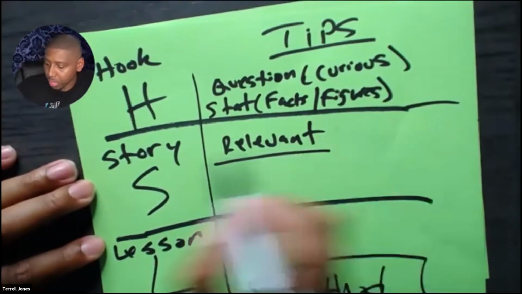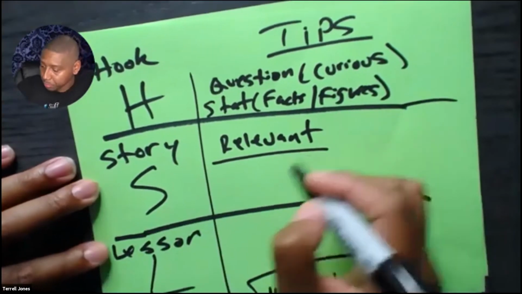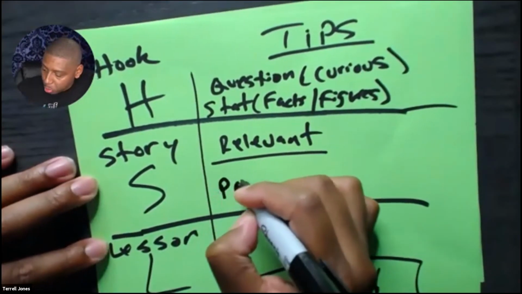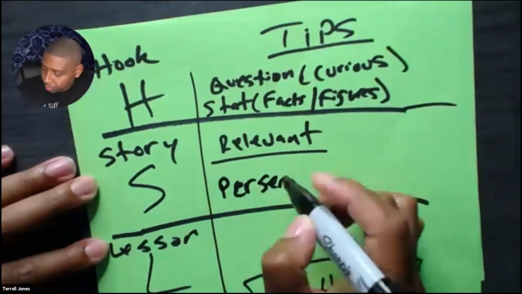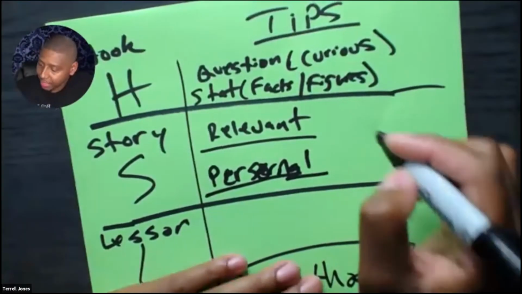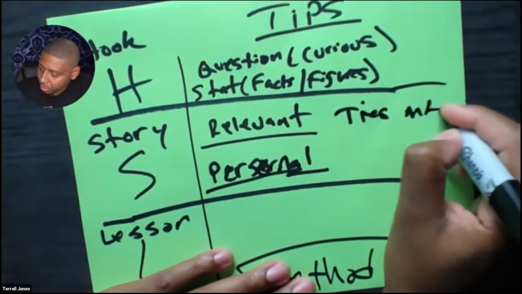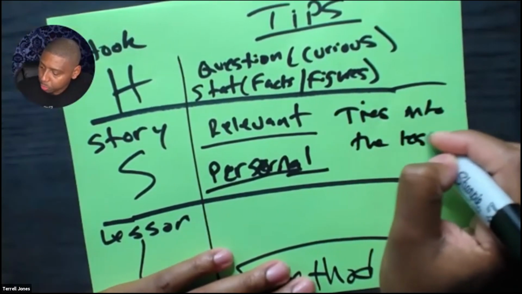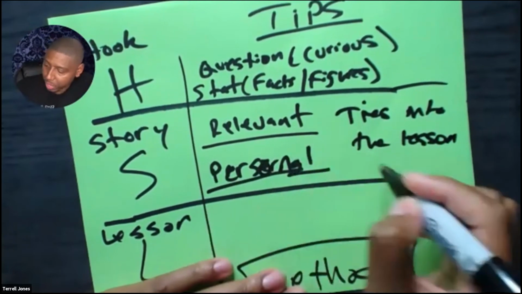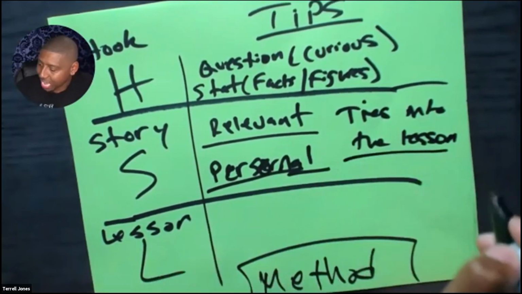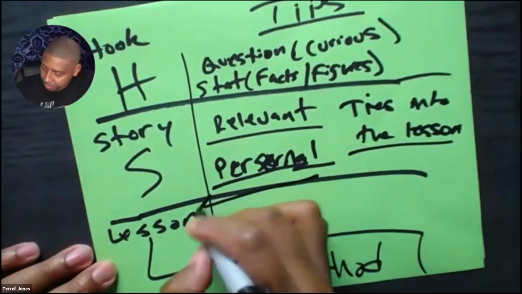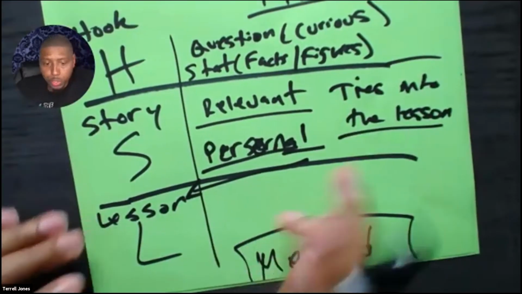But I want you to tell relevant stories. So anytime you tell a story, make sure that it's relevant. You get extra bonus points if it's personal. And then make sure that it ties into the lesson, which is probably another way to say that it's relevant, but make sure that it ties into the lesson. Hook, story, and then lesson.